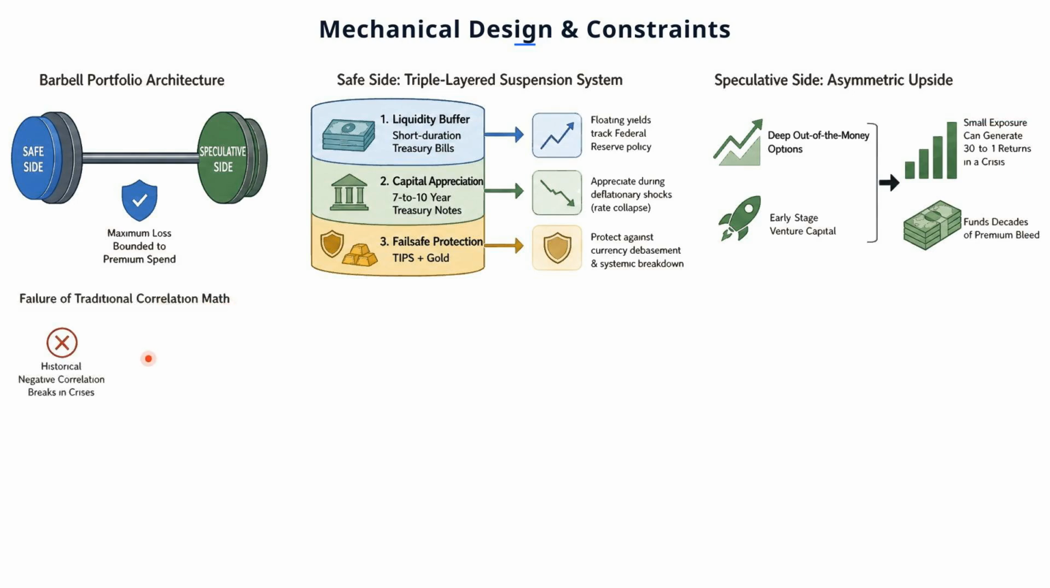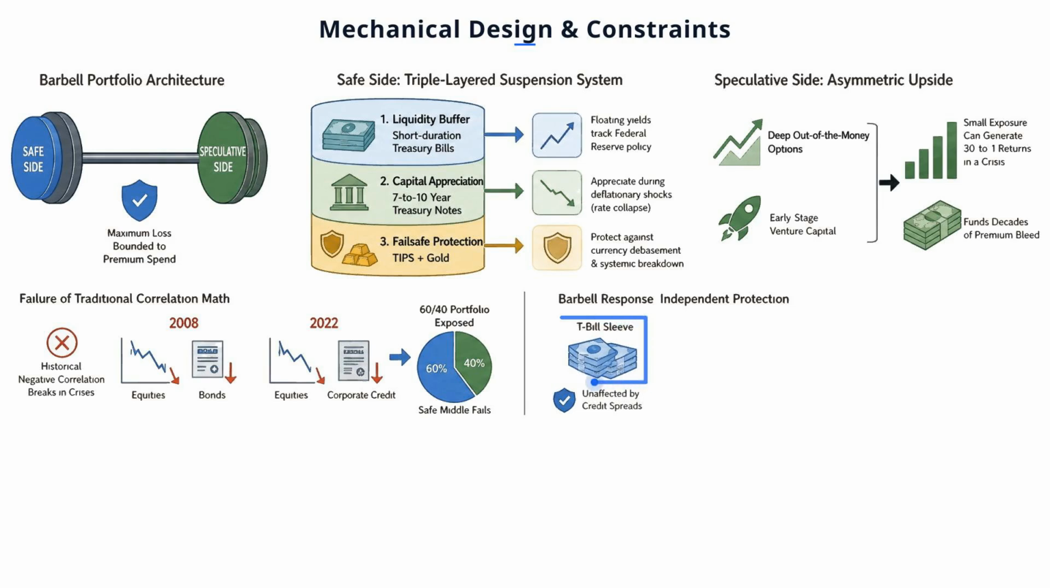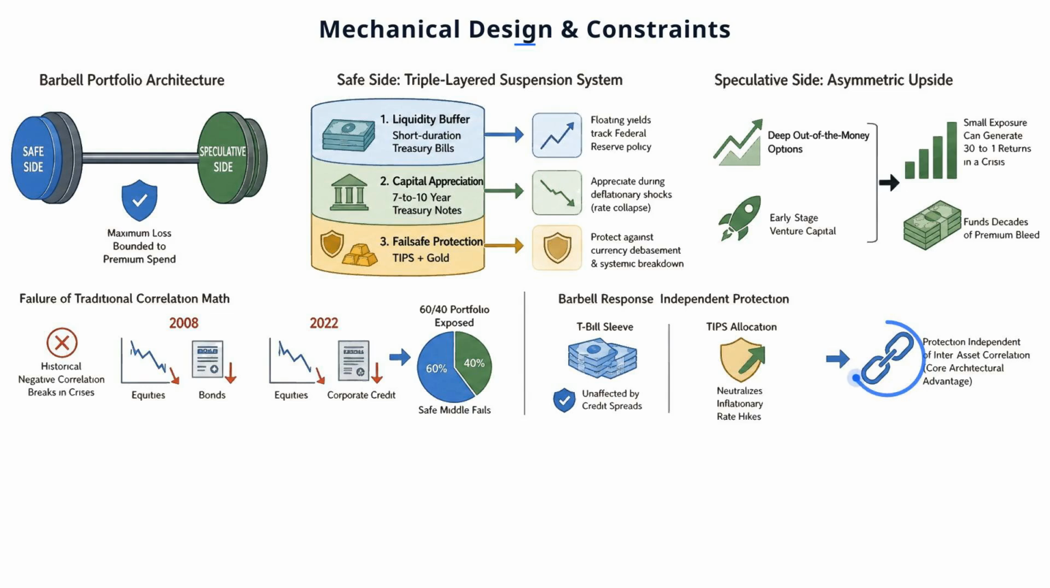In a liquidity crisis, the historical negative correlation between equities and bonds often breaks, as seen in 2008 and 2022. During these periods, corporate credit often liquidates alongside equities, leaving the safe middle of a 60-40 portfolio exposed. The barbell responds architecturally. The T-bill sleeve remains unaffected by credit spreads, while the TIPS allocation neutralizes inflationary rate hikes. This protection mechanism is independent of inter-asset correlation, which is the core architectural advantage.